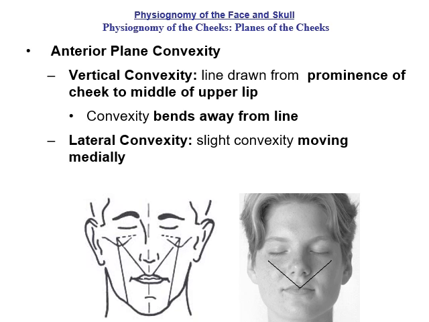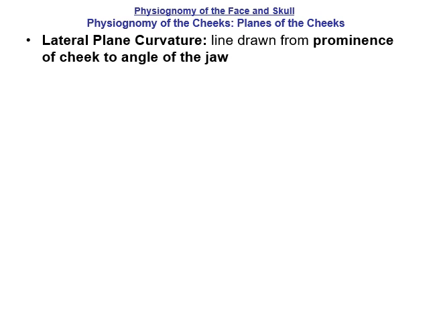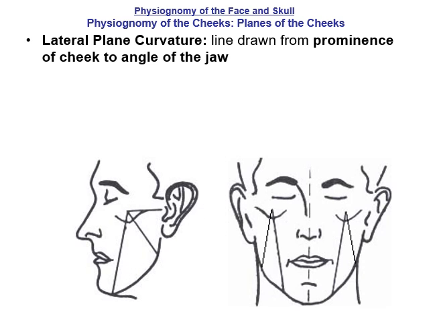So if you look at the lateral plane of the face, the lateral plane curvature, you see where it changes by drawing a line from the prominence of the cheek to the angle of the jaw here. This just shows you borders. This is the border between the anterior portion of the face and the lateral, and this is the zygomatic arch. So drawing from that prominence of the cheek to the angle of the jaw will show you how this curves. It's going to, again, curve away from that line.